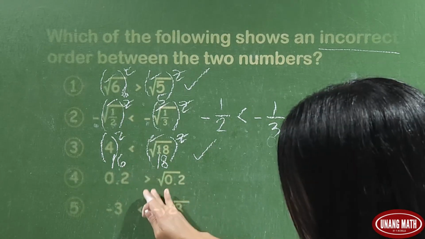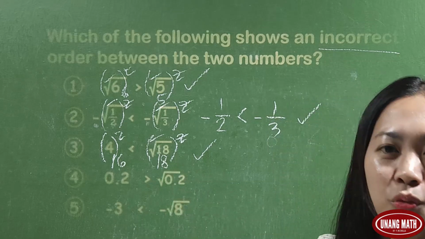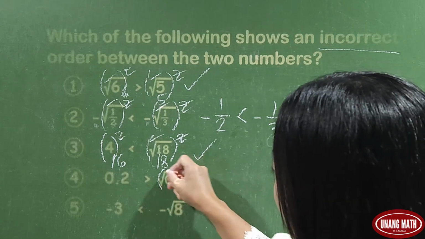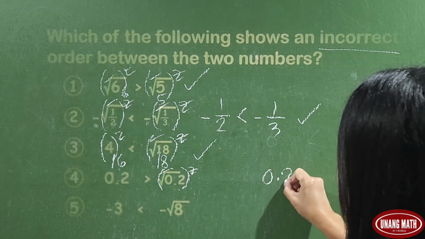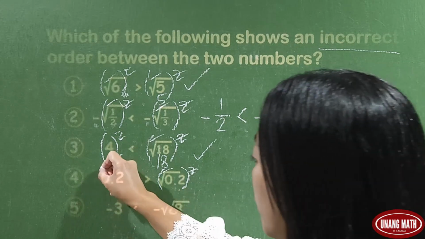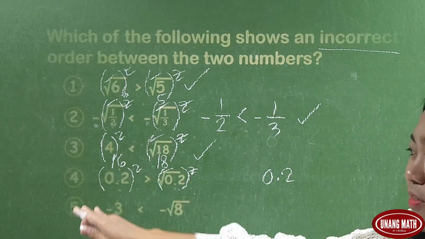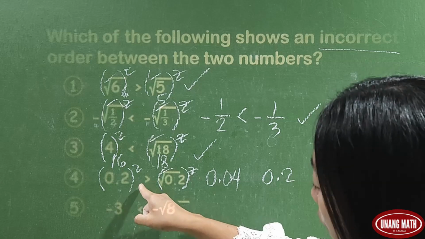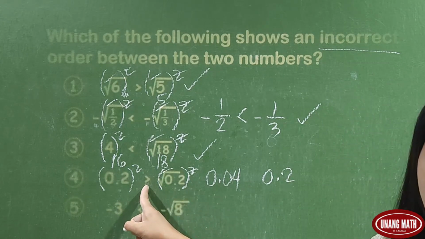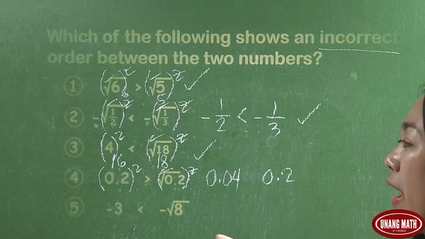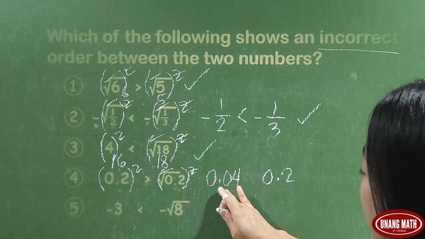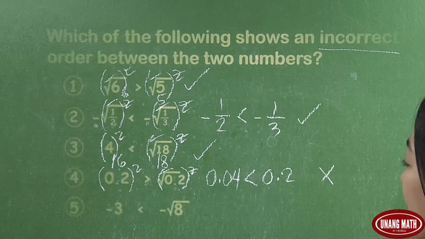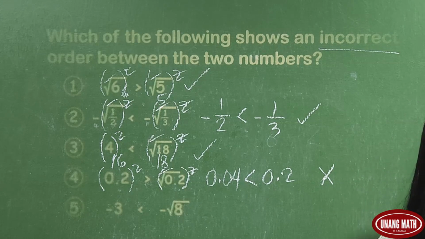0.2 is greater than square root of 0.2. Square root of 0.2 means square this one, cancel, so we have 0.2. Bring out 0.2. We square this number, then we need to square 0.2 also. And 0.2 squared is 0.04. According to this one, the symbol is greater than, but this is not correct, or this is incorrect, because 0.04 is less than 0.2. So this option is incorrect.